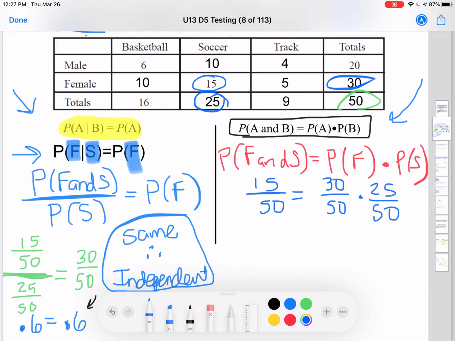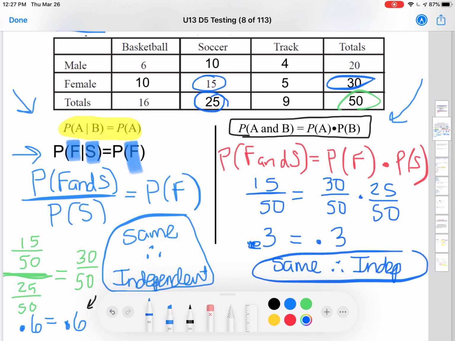25 out of 50. And then just use your calculator, guys. Do the left-hand side in your calculator. What do you get? You get 0.3. Put the right-hand side in. What do you get? 0.3. Notice that that is not my answer. 0.3 is not my answer. My answer is that they're the same, therefore independent.